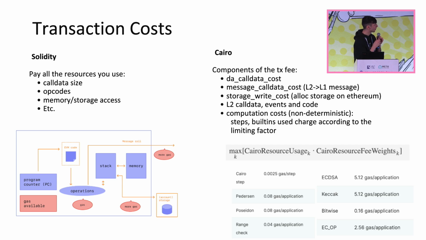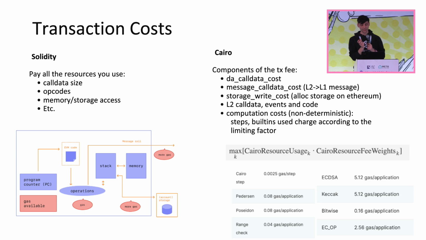So let's have a quick look at transaction cost. It's written Solidity and Cairo here, but it's mostly Ethereum and StarkNet, so sorry about that. On Solidity and Ethereum, you pay for the resources you use: call data size, opcodes, memory, storage accesses, blobs.